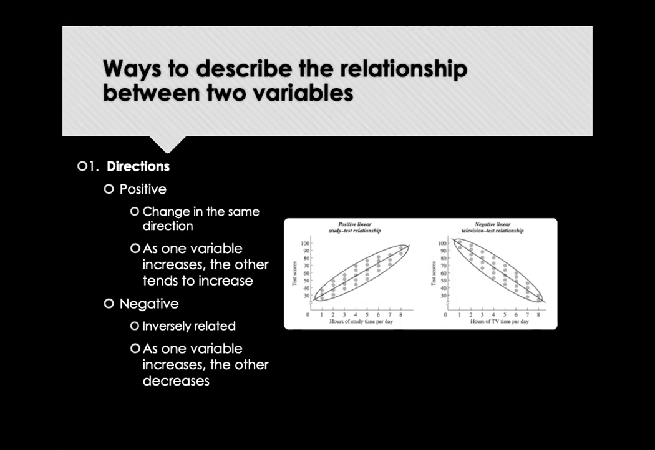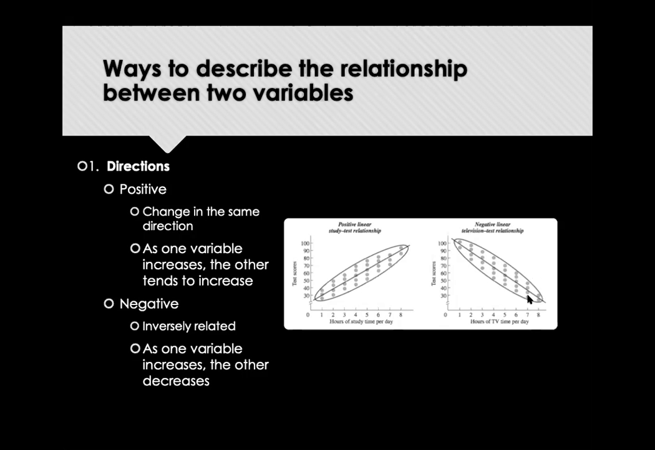Here on the right-hand side, we have an example of a negative linear relationship. As the hours of TV time per day increase, as they get higher from left to right, you'll see that the test scores decrease. And so a negative relationship is going to have, basically, when you graph it, it would go from top left to bottom right.